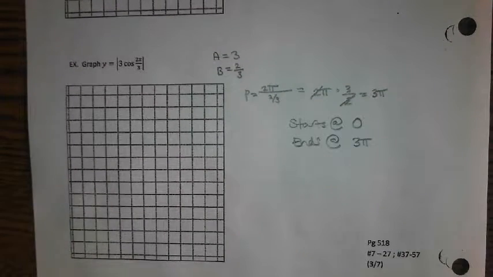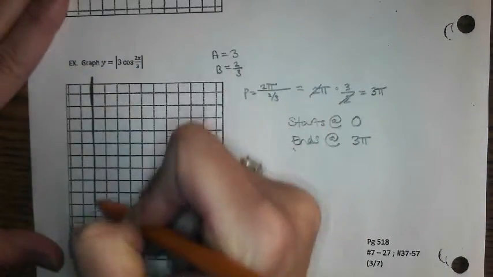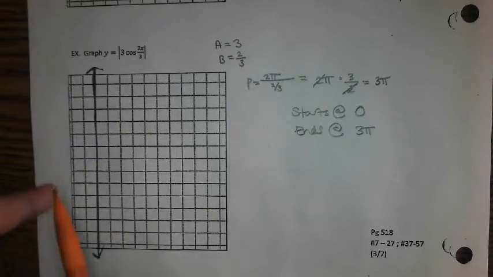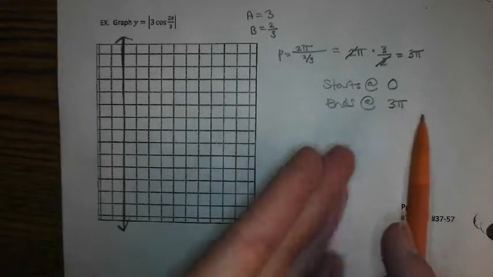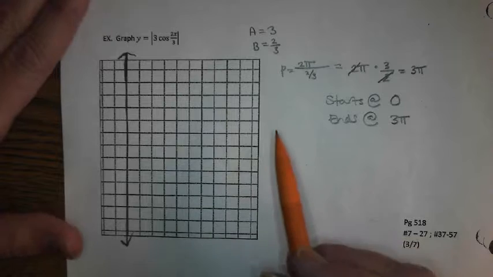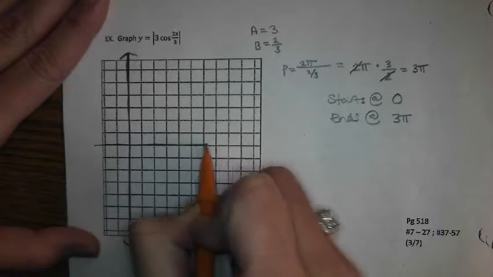Now when I'm counting here, and again, I'm going to put my y-axis mostly to the left, because I could have put it all the way to the left. I don't know why I didn't. Because I know I'm starting at 0 and ending the cycle at 3 pi. What's the midline? 0, so that can go right down the middle.